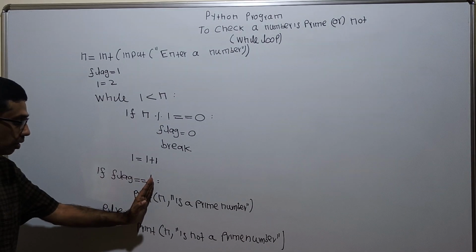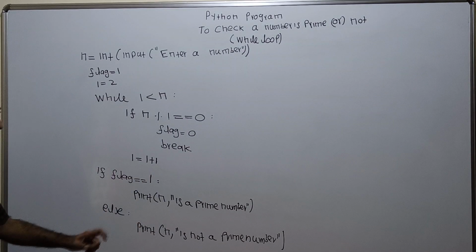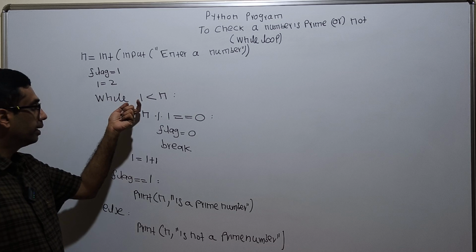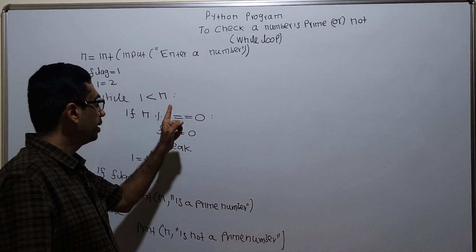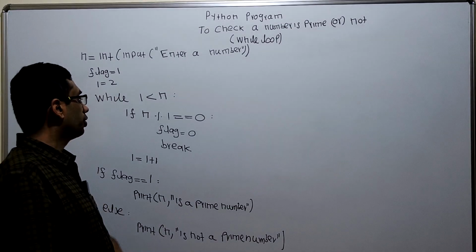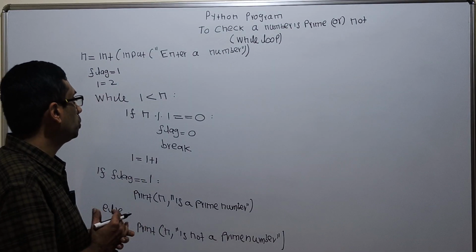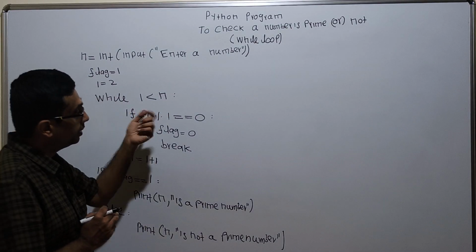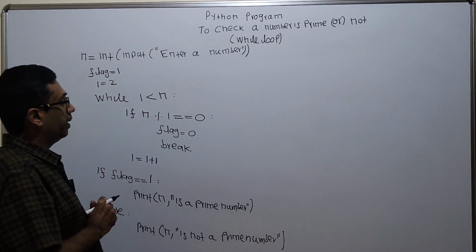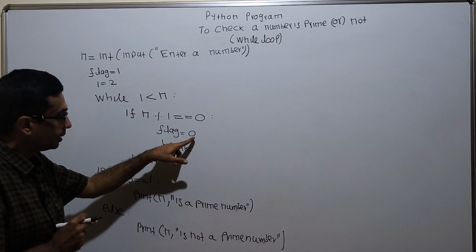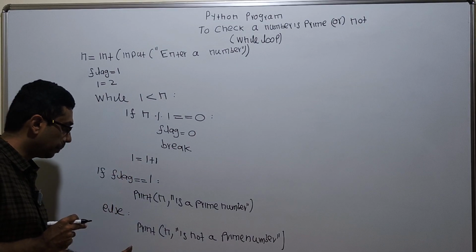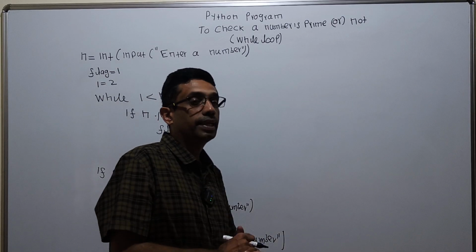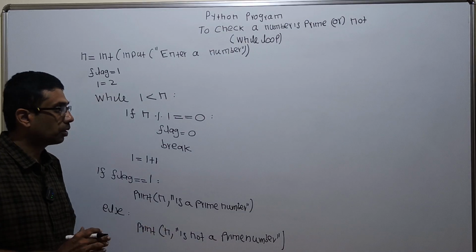If the flag double equal to 1 is false, in this case what will happen? For any I value from 2 to n minus 1, n modulo I double equal to 0 becomes true. When you divide n by any I value from 2 to n minus 1, the remainder is 0 for that I value. So flag has changed to 0 and break is encountered. That's why this condition is false. In this case, I am printing n is not a prime number. We'll take a sample input and check how this program works.